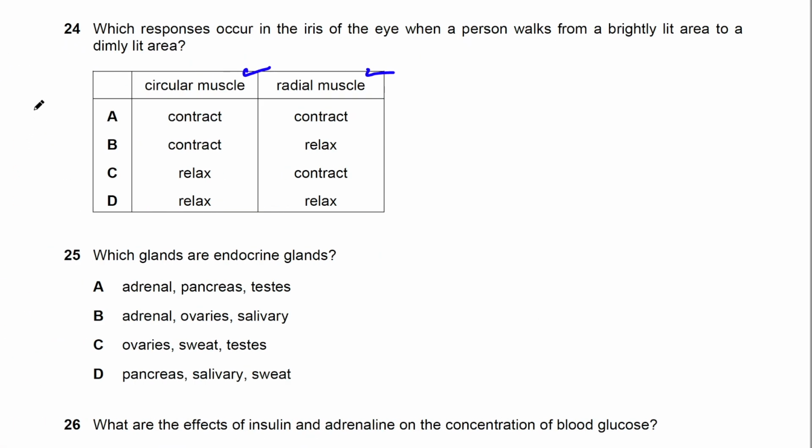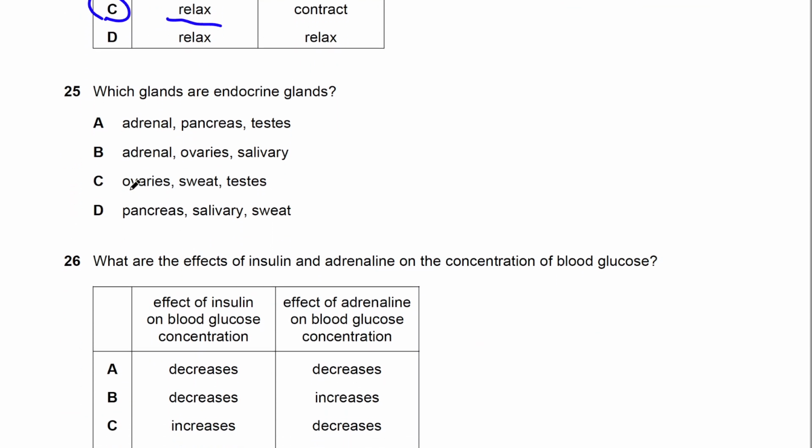Let's go and see our options. So the circular will relax, this one, and the radial will contract. So the right answer here is what? C. Let's move to question number 25.